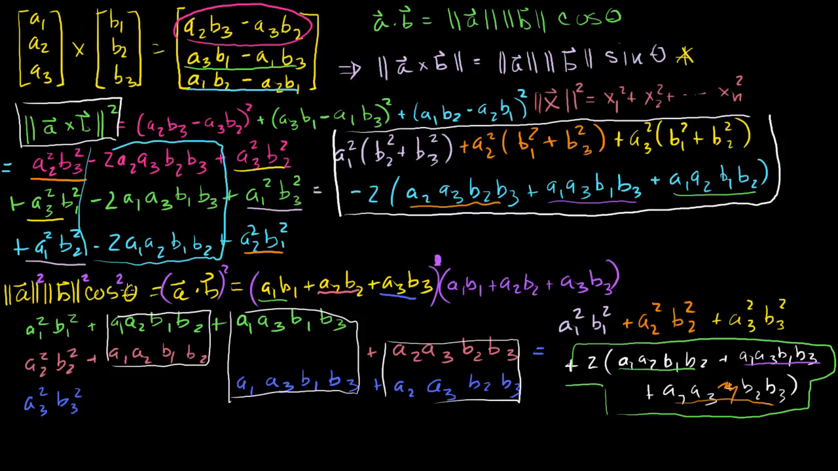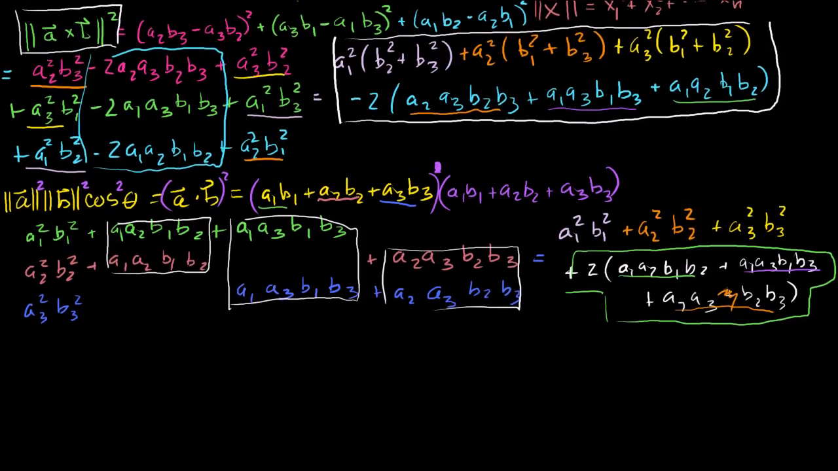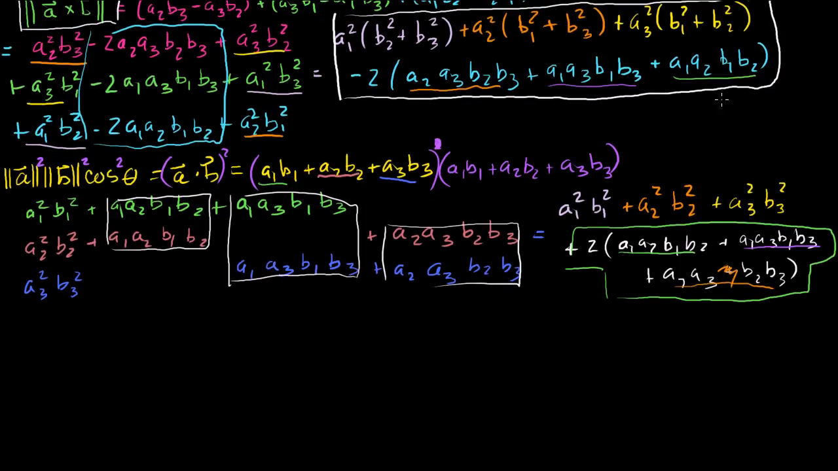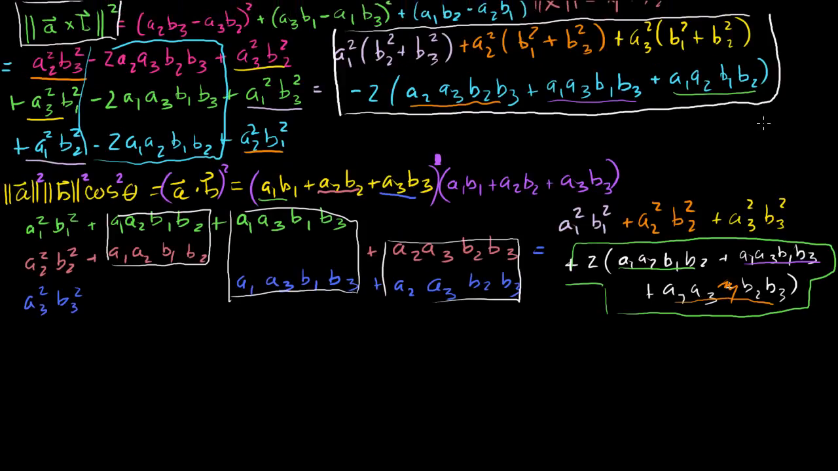And this expression, when we expanded it out, we have 2 times this, positive 2 times this. And this term, right here, when we expanded it out, we have minus 2 times this. So let's see if we can simplify things a little bit. What happens if we add this guy to this guy? Let's do it.